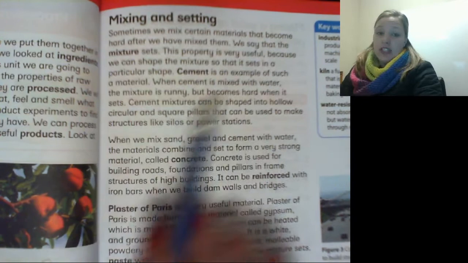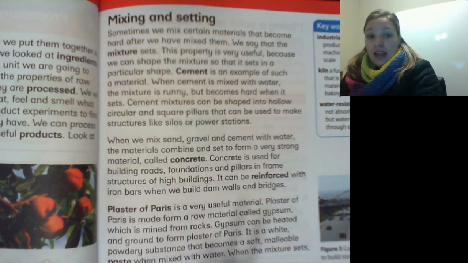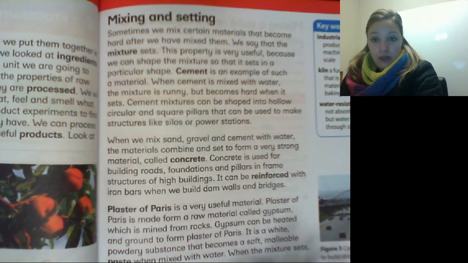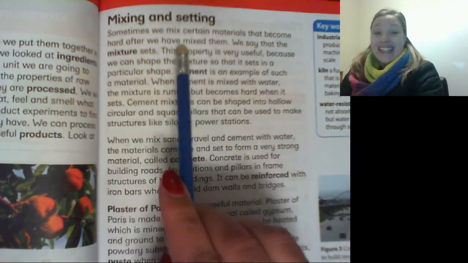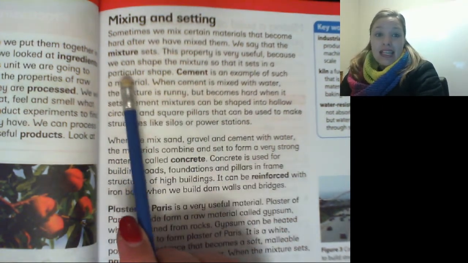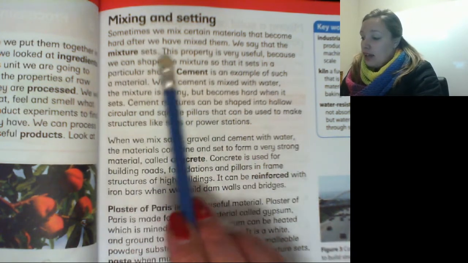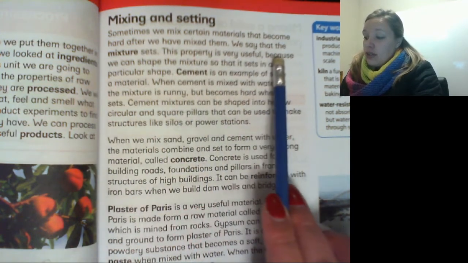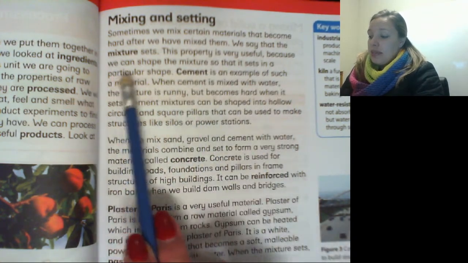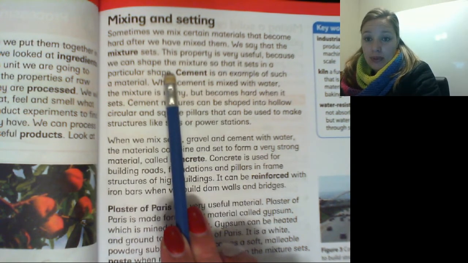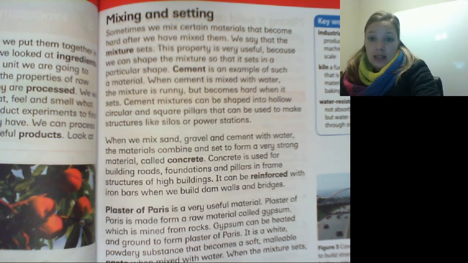The first ones we're going to be looking at is mixing and setting. This is a very, very important and very useful process. So mixing is we mix the things together. Setting means it becomes hard in a specific shape. So this property is very useful because we can shape the mixture so that it sets in a particular shape. Very, very important.